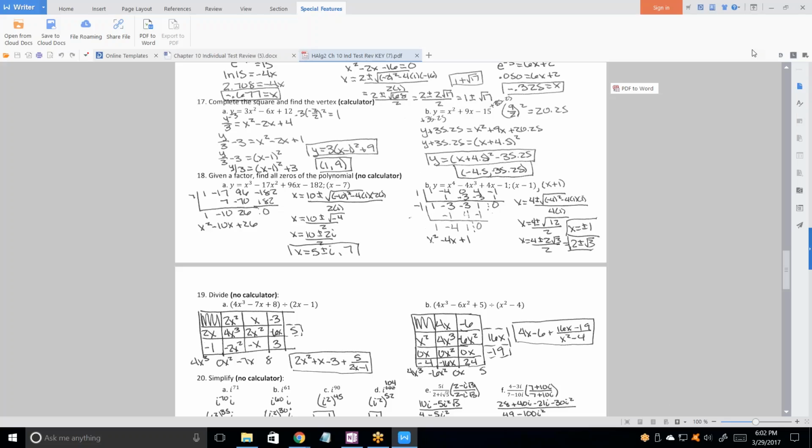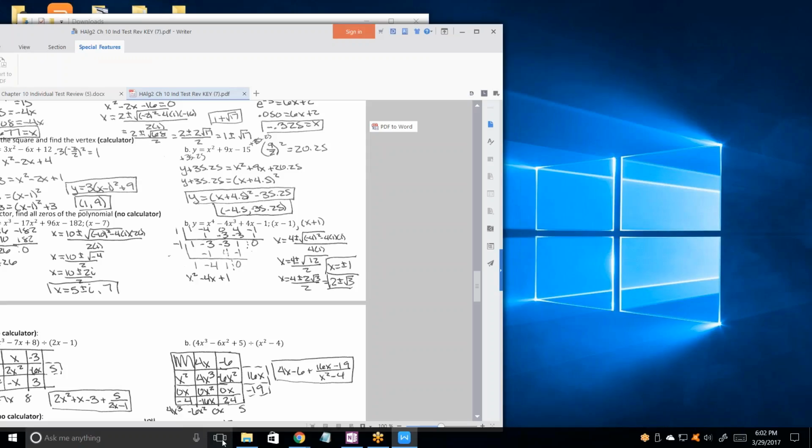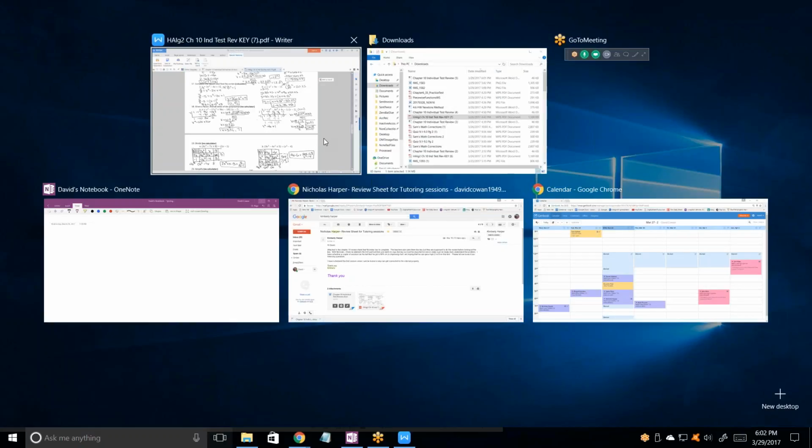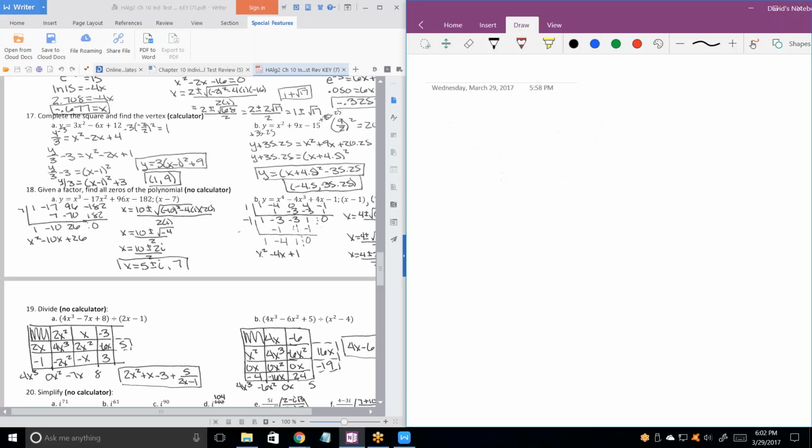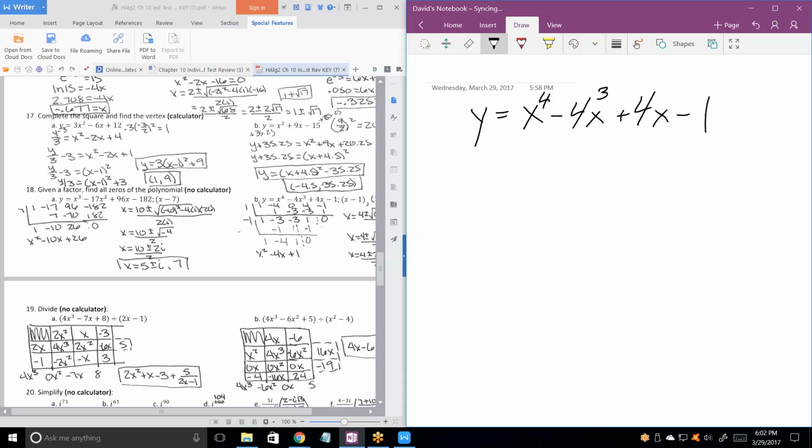16b. Quartics are not really going to be that different. Let me write this problem before we do it. It's y equals x to the fourth, that makes it a quartic, minus 4x cubed plus 4x minus 1, and they give you two solutions. They give you x minus 1 is one factor, and the other factor is x plus 1?